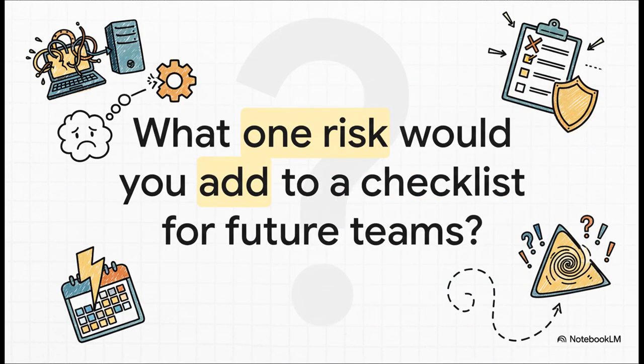So I'll leave you with a final thought to kind of bring this home. Think back on a project you've worked on. What's the one unexpected problem that popped up? The one thing you really wish you had seen coming? What is the one risk you would add to a checklist to help a future team succeed?